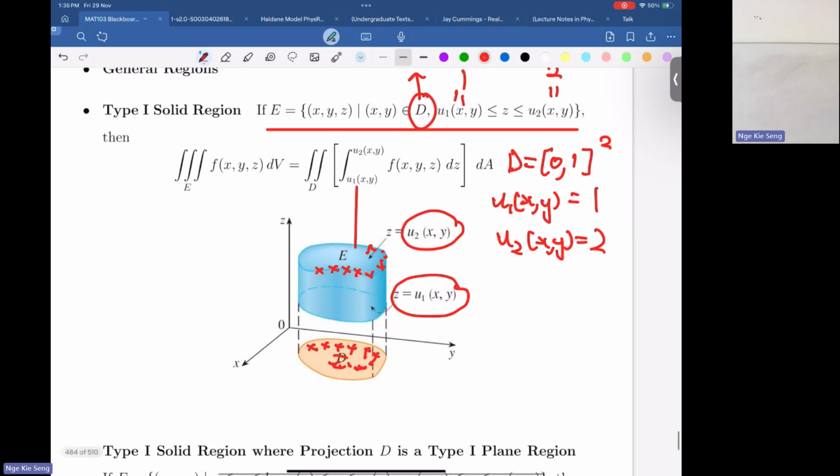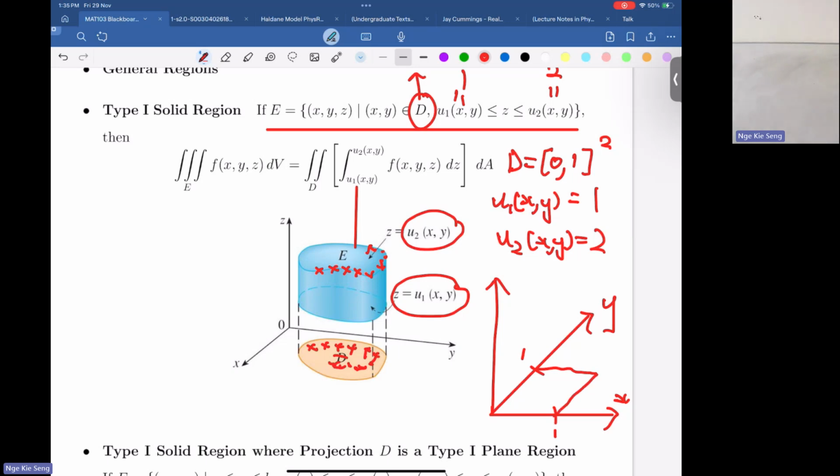So how do you draw this? Let's start from the xy plane. So where's my D? 0 to 1 cross 0 to 1, so it's this place here. But what's the height? It's a constant function 1. Constant function 1 means you lift the plane up by 1.